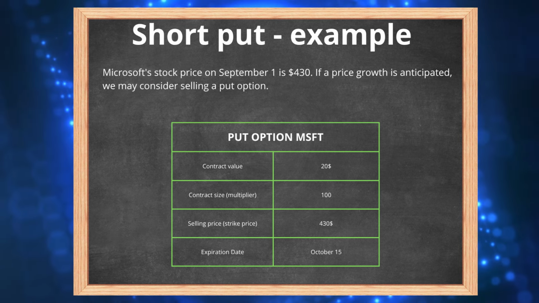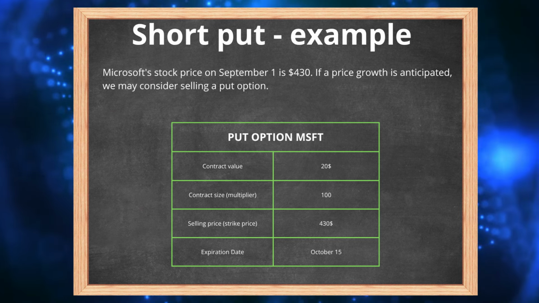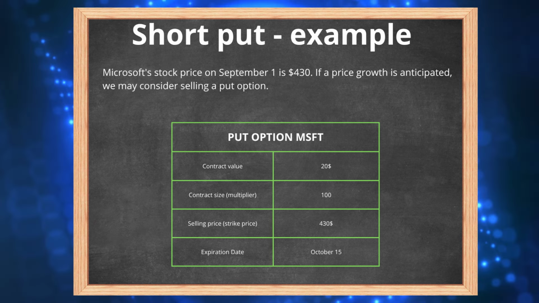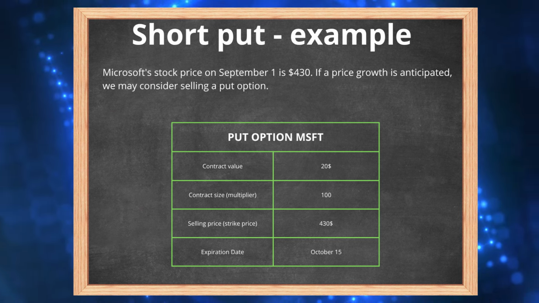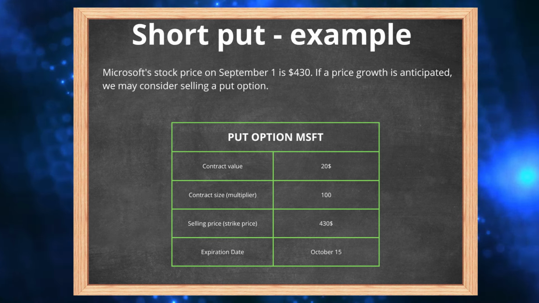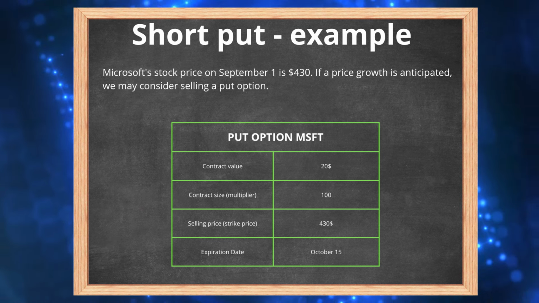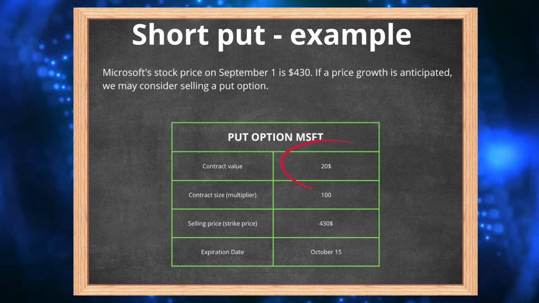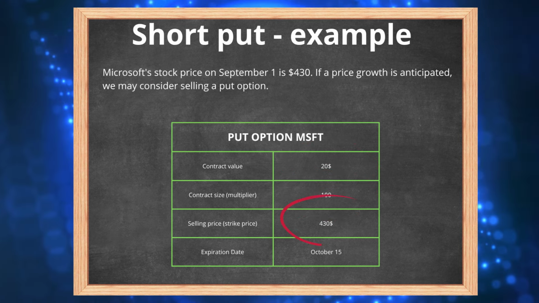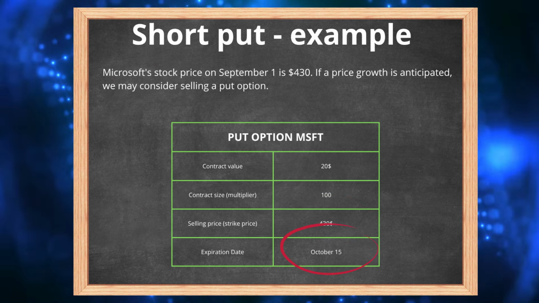Let's say that on September 1st, the Microsoft stock is trading at $430. Expecting the price to rise, we decide to sell a put option. The contract details will be the same as in the put option video, but this time we are not buying a right, we are selling an obligation. So instead of paying a premium, we collect it. Option price is $20, multiplier is 100, strike price is $430, and expiration date October 15th.